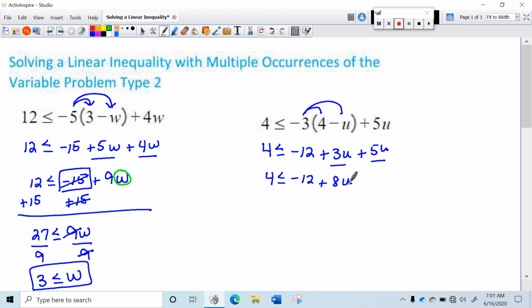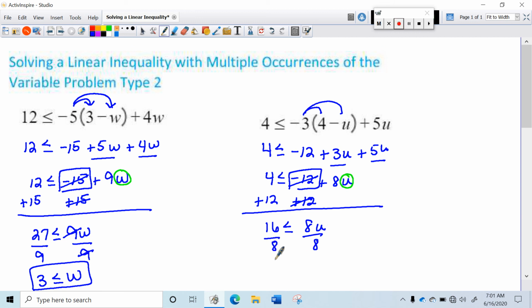I'm trying to get the u ultimately by itself, so I need to get rid of this negative 12. The opposite of negative 12 is positive 12, so I'm going to add 12 to both sides. 4 plus 12 is 16. Is less than or equal. Opposites cancel. 8u. This is 8 times u, so the opposite of times is divide. I'm going to divide both sides by 8. 16 divided by 8 is 2, so 2 is less than or equal. Top cancels with bottom. u.